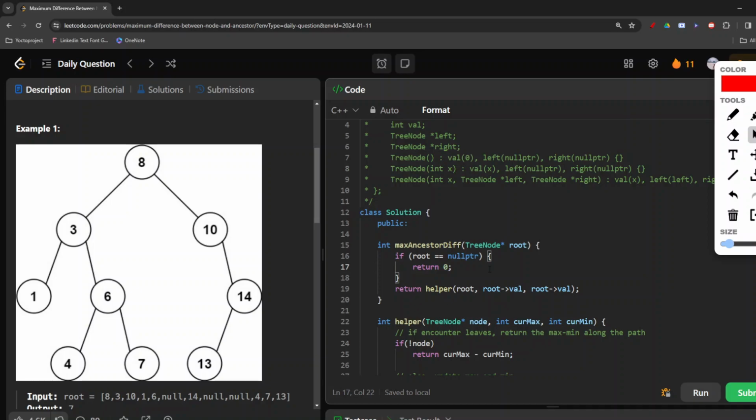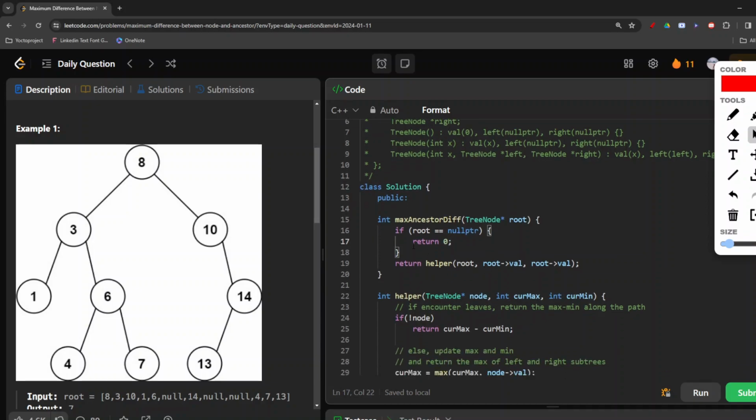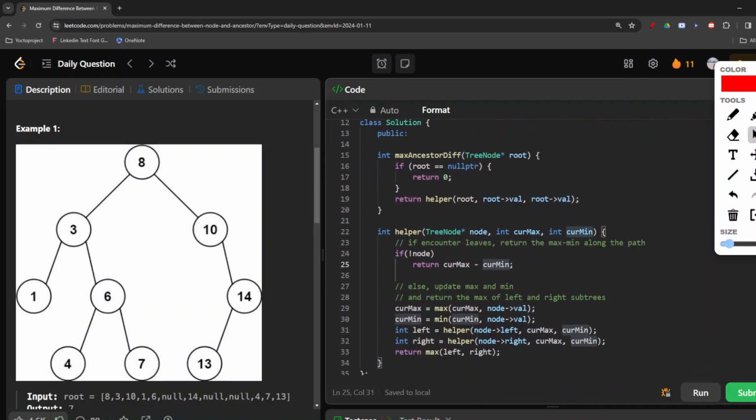That simply means the maximum difference we can obtain is 0. Else, what we will be doing is calling a new function, passing the root, and then the root value and again the root value itself, because here I will be checking what is the current maximum at this point and what is the current minimum at this point. And this node is required to go ahead with the left subtree and the right subtree. So that's what I'm doing here.